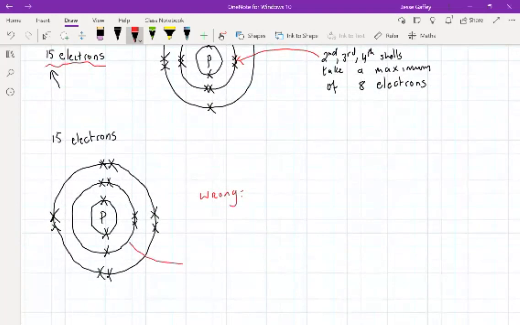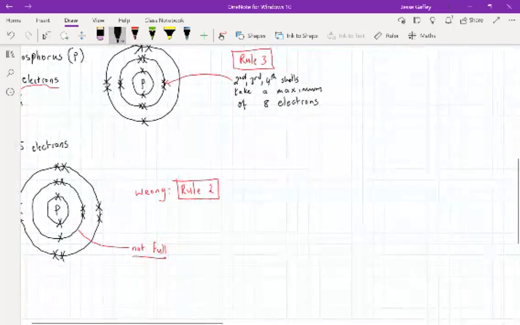This shell is not full. So before I filled up shell 2, I started filling shell 3. So I mainly broke rule 2. Well done if you said that I broke rule 2. I suppose I broke rule 3 as well because I haven't shown 8 electrons in the second shell. But rule 2 is the more important one there.